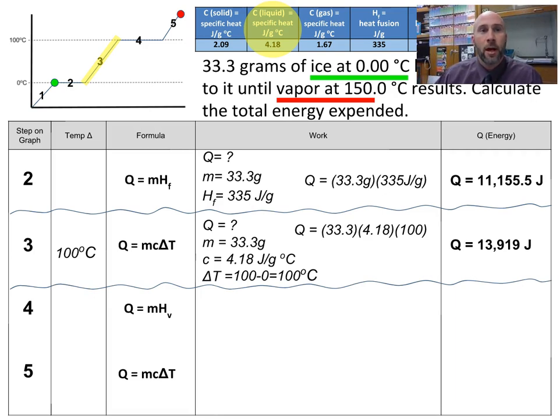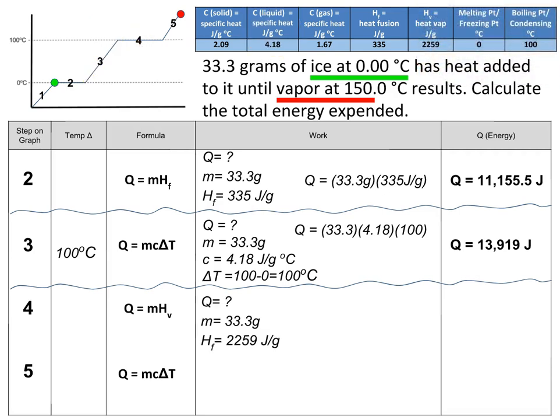All right, now we're on section 4, so now we're up top here. Let's continue on. With this one, now I'm at Q equals mHV, because we're vaporizing. Our mass is still 33.3, and you'll notice the constant is a different number. Make sure you are using the correct number and the correct variable and constant. So 2,259 is our heat of vaporization. Plug that into your calculator and you get 75,224.7. Are you guys tired yet?